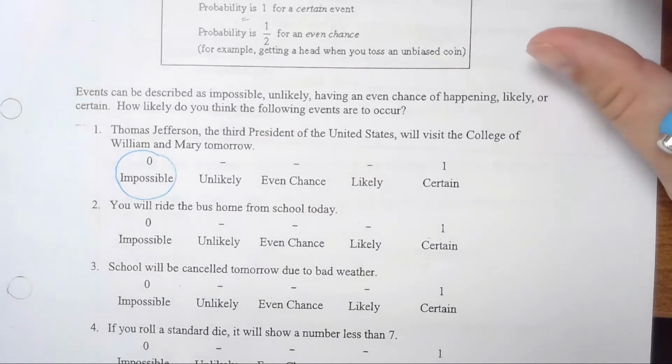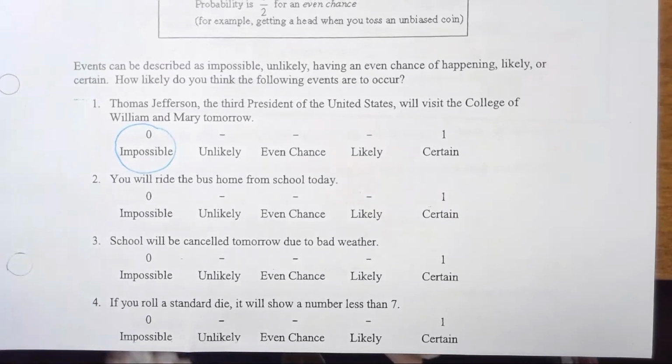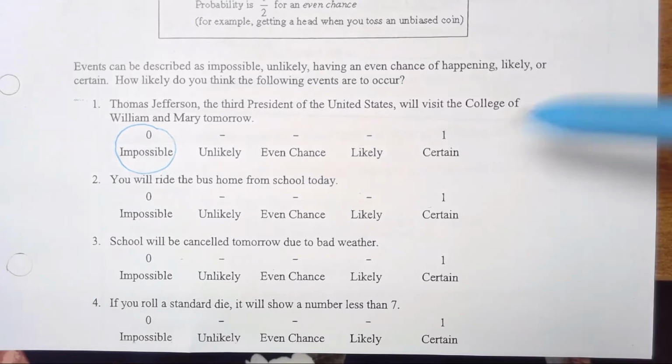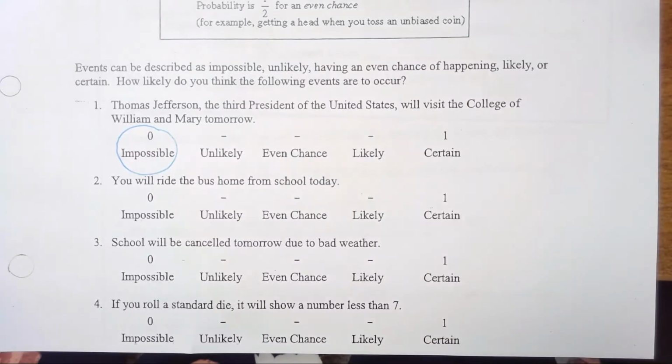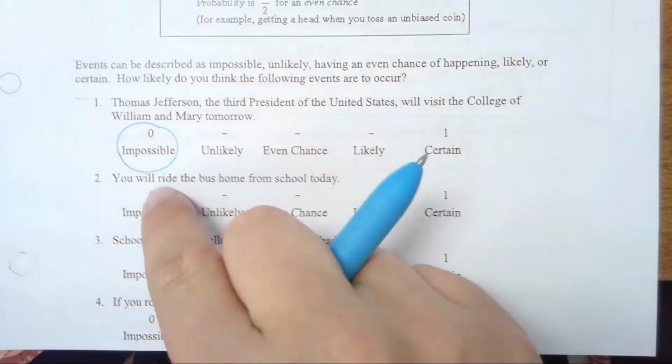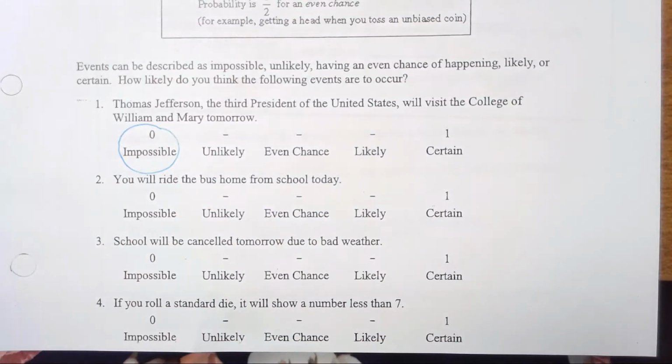All right, second one, you will ride the bus home from school today. So there are 5 different outcomes: impossible, unlikely, even chance, likely, or certain. Okay. Now, a lot of students, when they see this question, they just want to think about themselves. So they're like, oh, I am riding the bus home from school today, so I'm picking certain. Or, oh, I'm not riding the bus home from school today, so I'm picking impossible. You have to think about it as if everybody were to read this question, what's the probability?